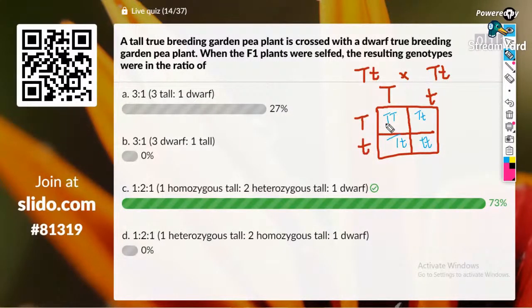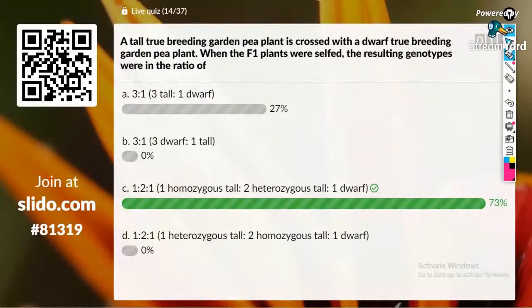This will be homozygous tall. This and this will be heterozygous tall. So 2 heterozygous tall and 1 homozygous dwarf. So the genotypic ratio is 1:2:1. So option C is the correct answer.